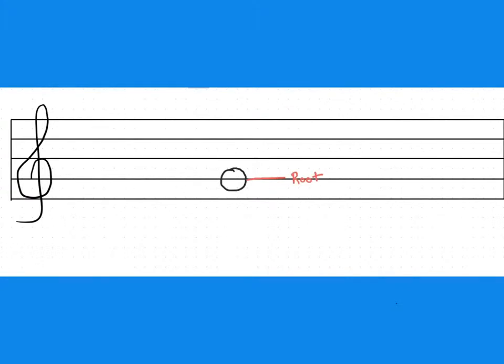Remember that a triad is built from thirds, so to find our next note, we need to go a third up from the root. For right now, it doesn't matter what kind of third we do, so I'm just going to do a B natural above my G. And this second note in the triad is going to be called the third of the chord because it is a third above the root.